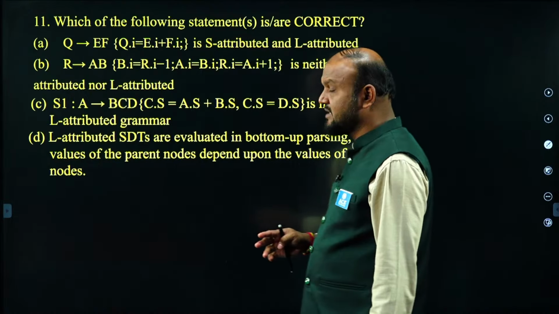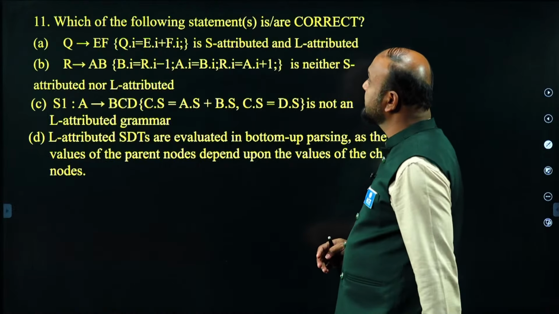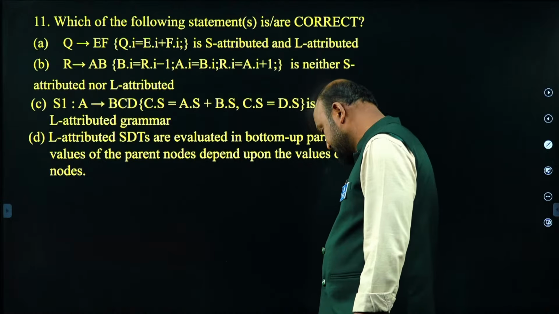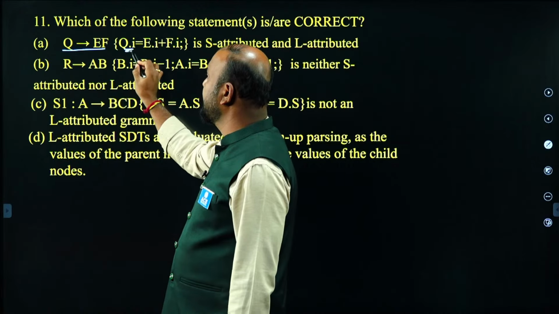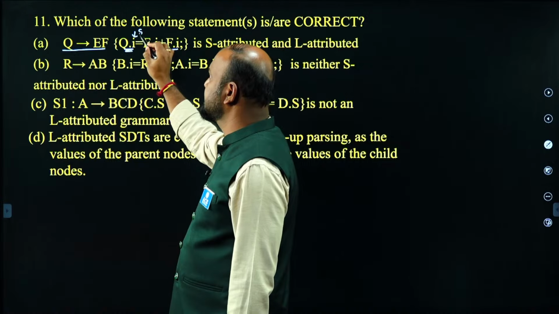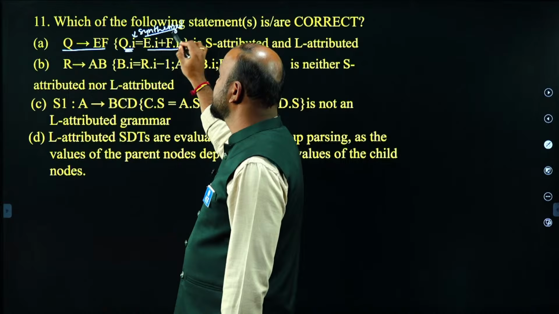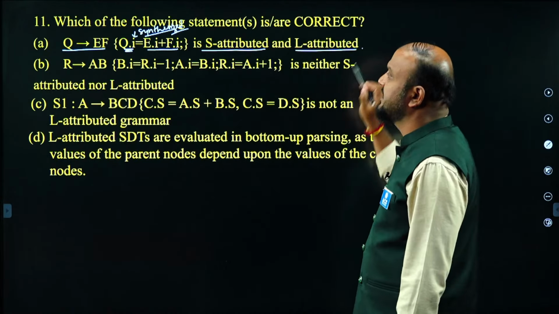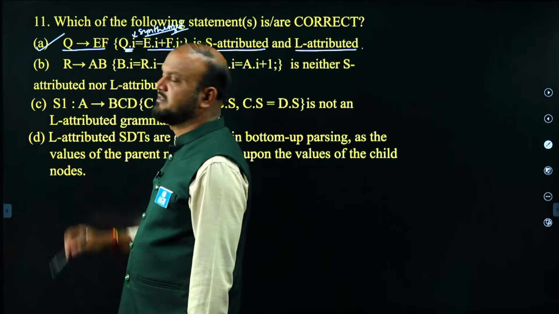This was previously asked around 3 times, and it is also one of the expected questions. Which of the following statements is/are correct? To check option A: Q derives EF, where the parent Q is getting its value from E and F, so we can call I a synthesized attribute. Because it is synthesized, we can call it S attributed, and we know that every S attributed is also L attributed. Okay, fine, A is the correct answer.